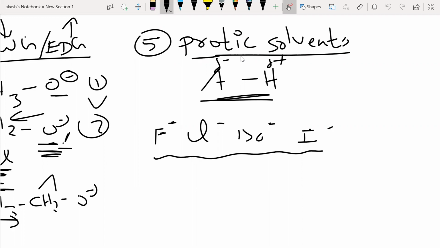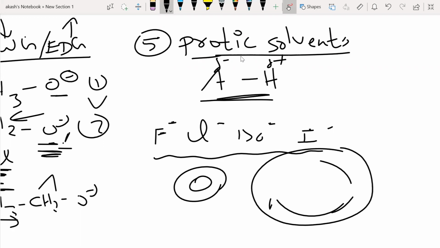Hydration is crowding of the water molecules surrounding the cation or anion, for that matter. Here I have only anions. So definitely fluorine is the one which will undergo extensive hydration, for two reasons. One reason is the size. You can easily see I have a smaller anion and a big anion. Surrounding the smaller anion is easier than surrounding the bigger anion.